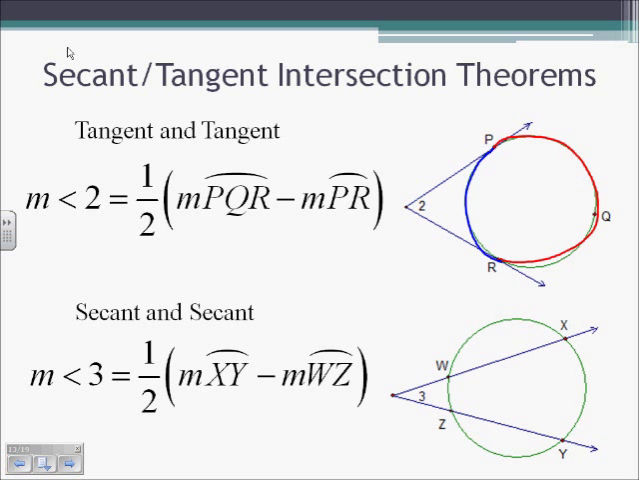The difference with the secant to secant is we have two intercepted arcs that don't make up necessarily a majority of the circle. They're usually a little smaller. With the tangent to tangent, the two arcs are the whole circle.